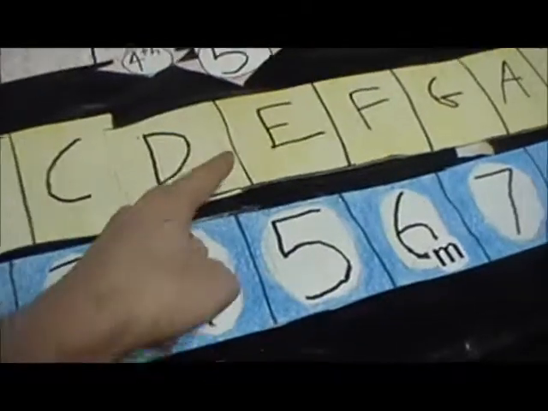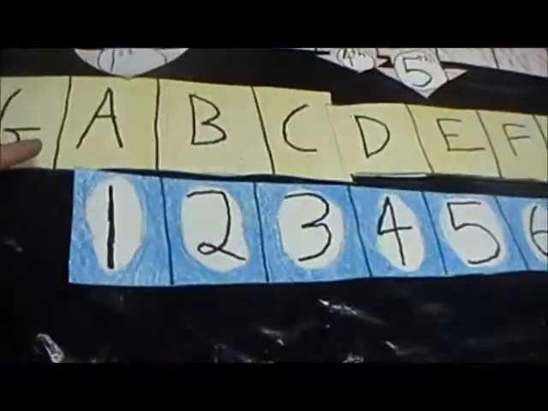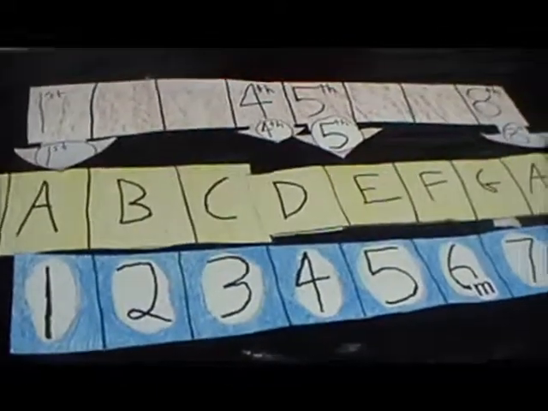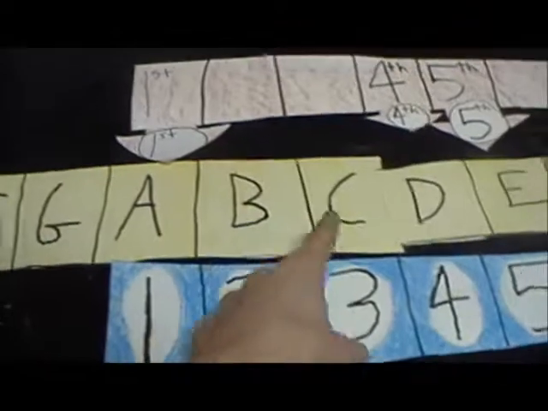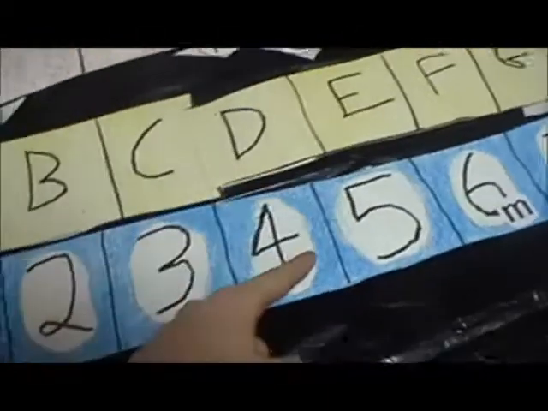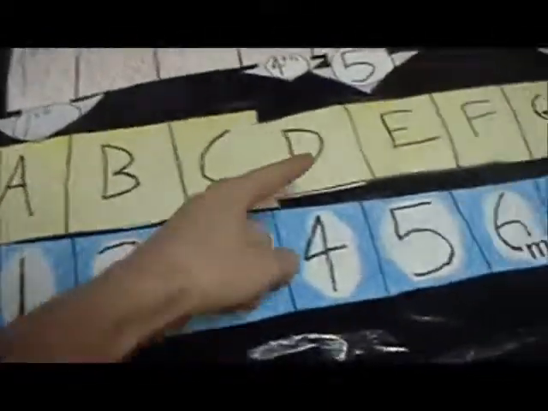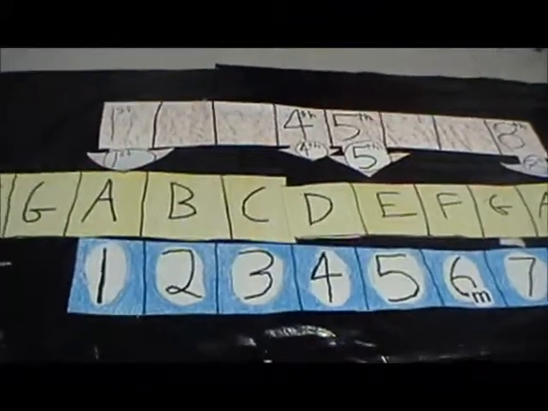D is the fourth chord, and E is the fifth chord in the key of A, all right? And now remember, like I said, the distance between the G chord and the C chord, the first and the fourth of the key of G, is the same thing as the distance between the A and the D, the first chord and the fourth chord of the key of A. And we can see that, right? The distance does not change, okay?